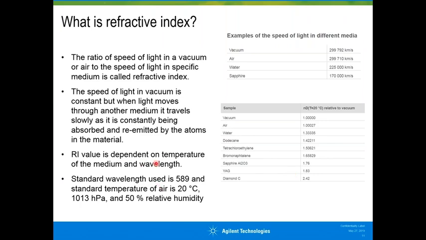The refractive index value is dependent on the temperature of the medium and the wavelength. The standard wavelength that is normally used is 589 nanometers, and the standard temperature in air would be 20 degrees, 1013 pascals, and 50% relative humidity. So normally, if we test a refractive index, these are the standard conditions.